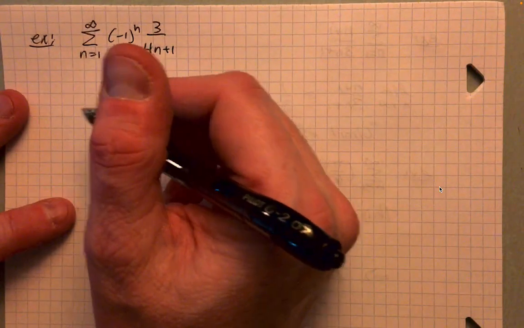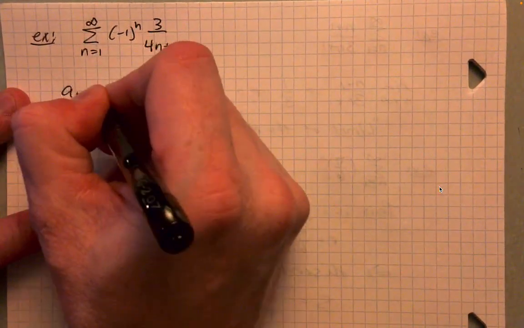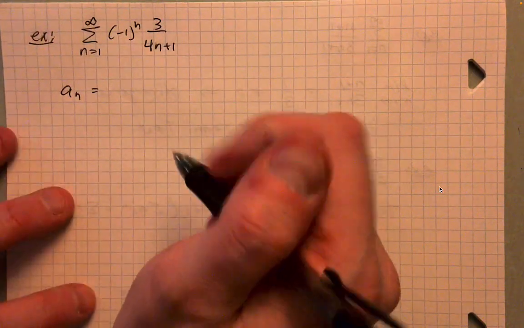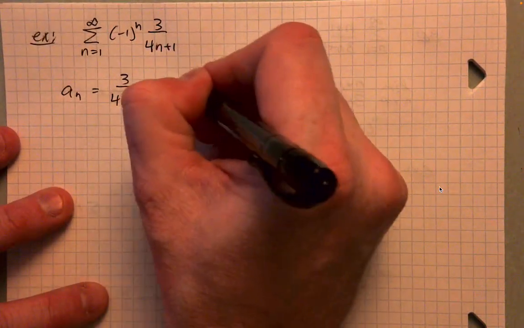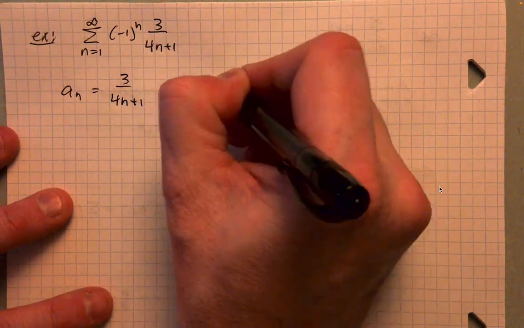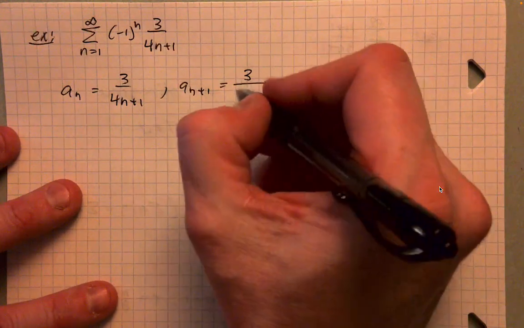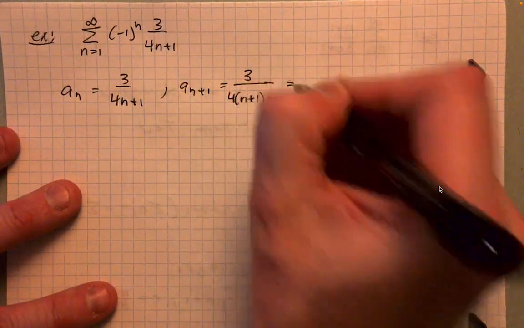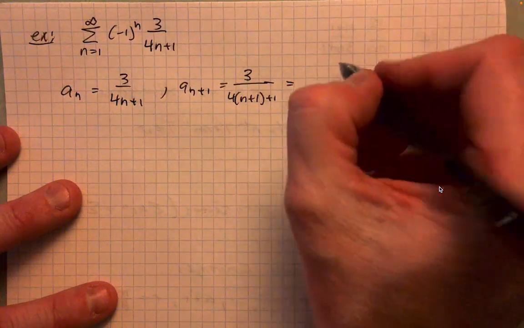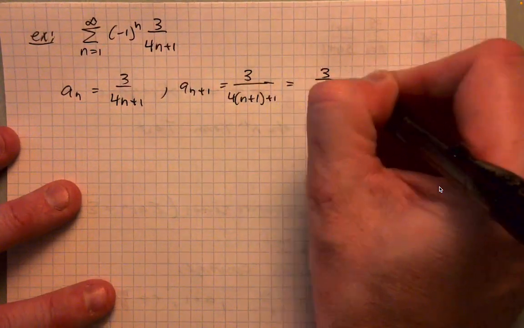Yeah, I think so, right? Because the nth term, we'll use the alternating series test. The nth term is 3 over 4n plus 1. What about the a_(n+1) term? It's going to be equal to 3 over, and you'd have to write it like this, 4(n plus 1) plus 1. Right, so let's be careful here. This would be 3 over 4n plus 5.